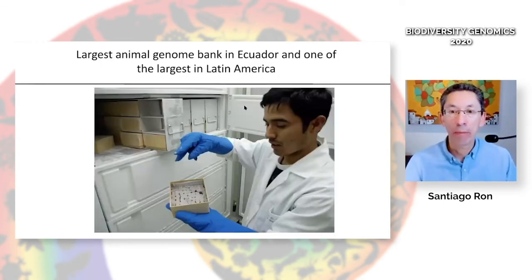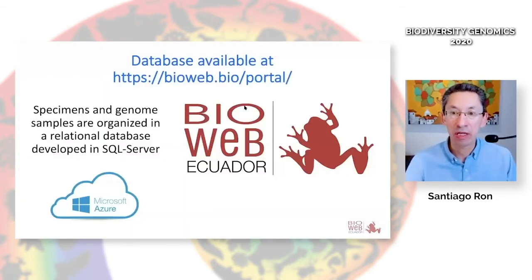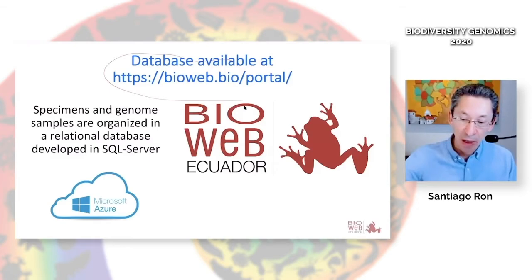Our animal genome bank is the largest in Ecuador and also one of the largest in Latin America. We keep our samples in ultra freezers at -80 degrees. And in these ultra freezers, every tube containing the samples has an individual label. And all the data from these samples is entered in a relational database available online at this address.